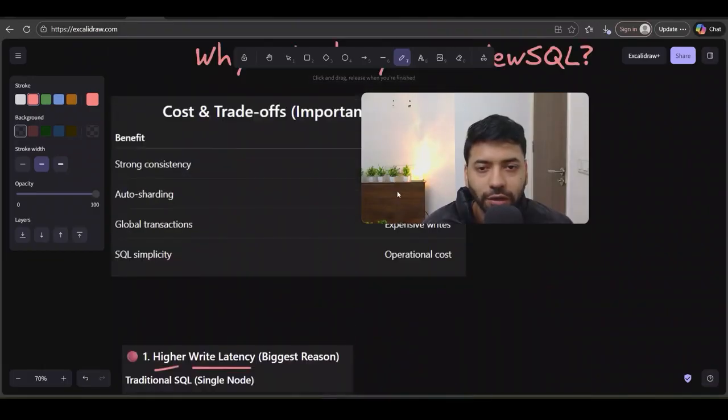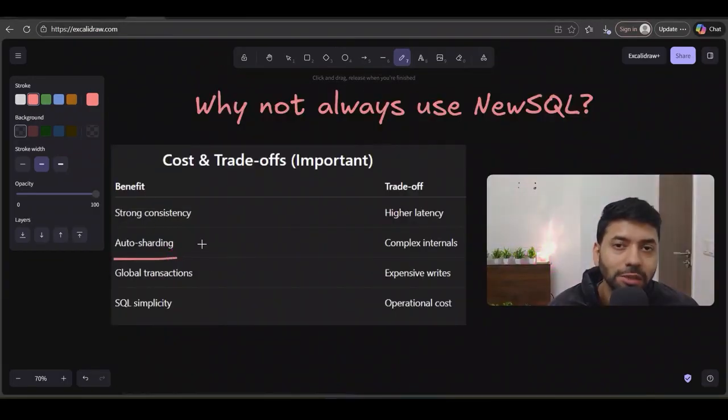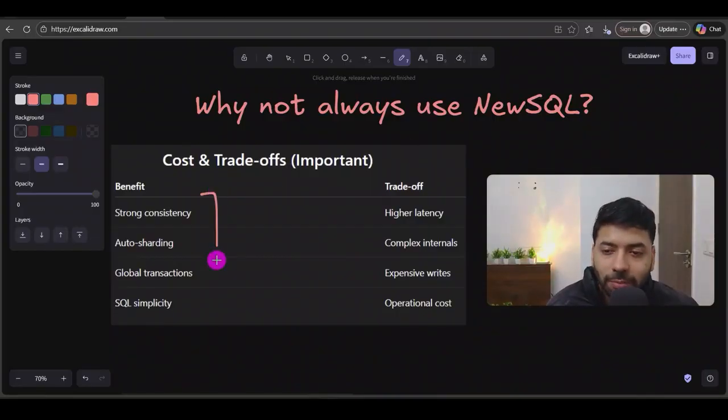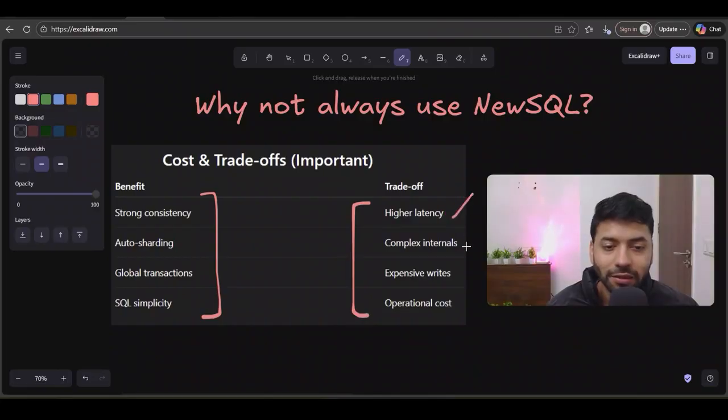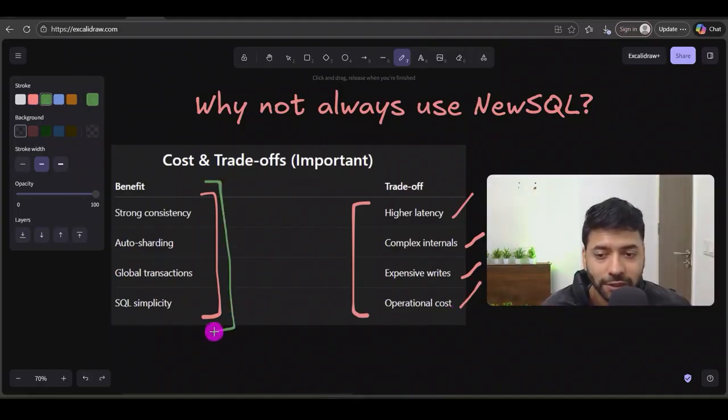Now going to the next point, the benefit is auto sharding, right? Which is picked from NoSQL, because in NoSQL we have automatic horizontal scaling as that logic is handled at the DB level. Okay, but the trade-off is we have complex internals. So the answer to this question is, although NewSQL provides you great benefits, some from the SQL and some from NoSQL, with that there are some trade-offs as well. There is higher latency, we have complex internals, expensive writes, and the operational cost is quite expensive. So you can clearly see, of course there are benefits, but at the same time there are trade-offs as well.